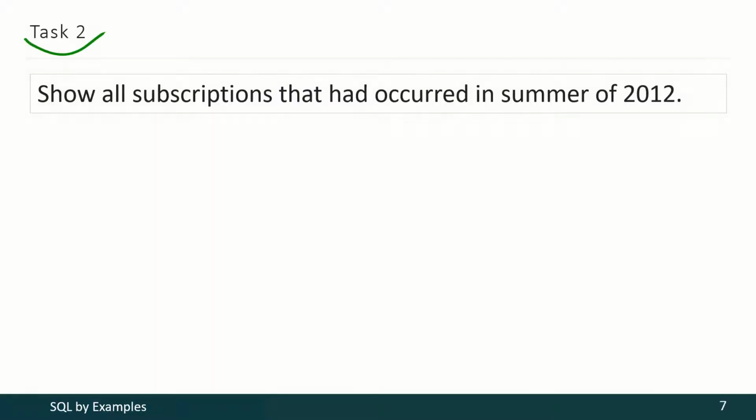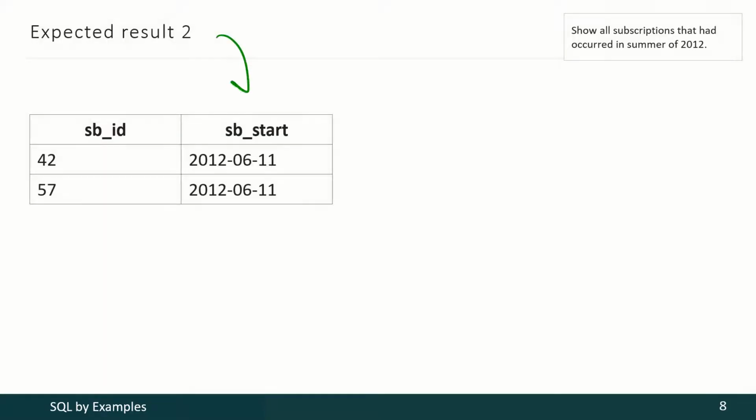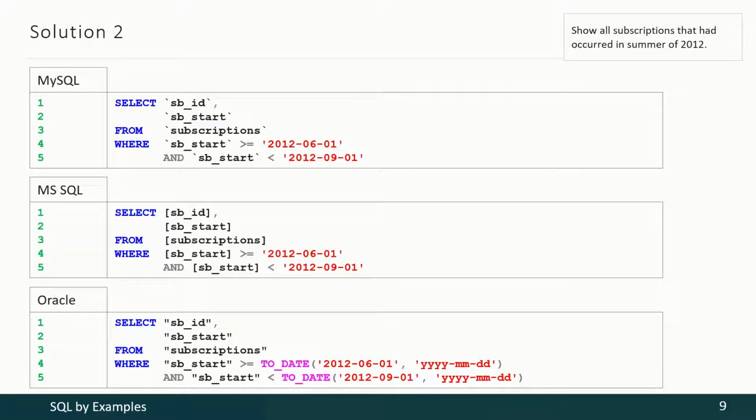Now in the next task we have to show all subscriptions that had occurred in summer of 2012. This task seems rather simple, but there may be a huge mistake. We shall discuss that possibility of a mistake in a couple of minutes. Here is our expected result, and here is the correct solution. This is how we may achieve that result.